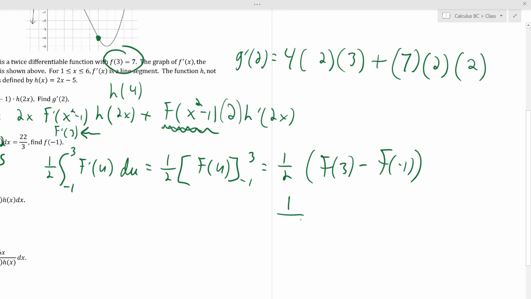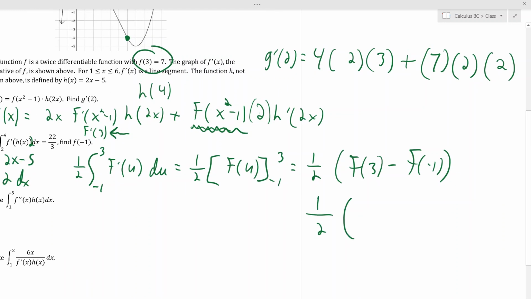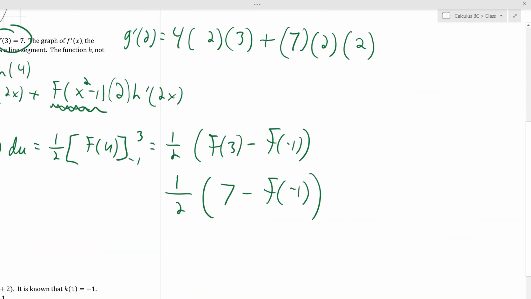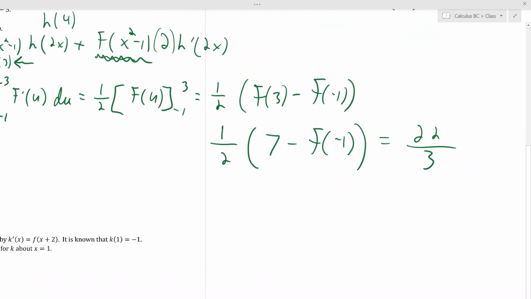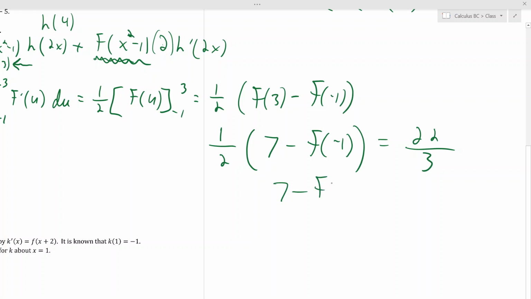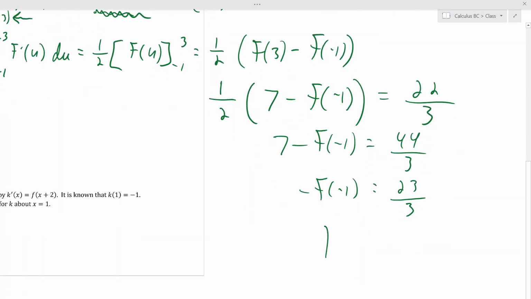Anyway, this is 1/2. Down here, remember where we are. We integrated, we got to plug in, we got to find f of 3. That was 7 minus f of -1, which we don't know. That's what they asked us to find, but we know this integral has to equal 22/3. Okay? So that means that if we multiply by 2, we get 7 minus f of -1 is 44/3. If we subtract 7, we get negative f of -1 is, what's 7? 21/3. So it's going to be 23/3, right? And then divide by a -1. F of -1 is -23/3.